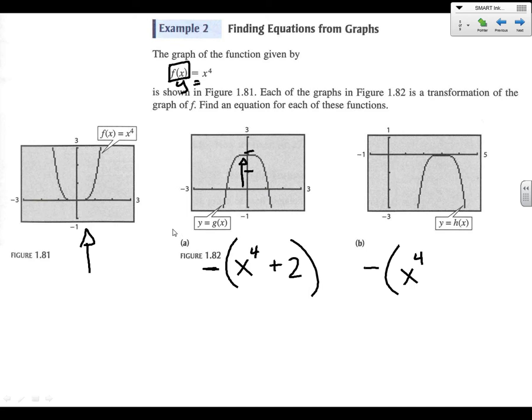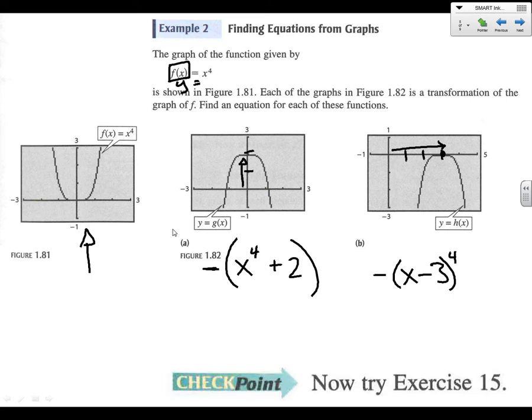Okay, but then let me actually erase that because our shift is happening with the x. It's a horizontal shift. It's shifted over to here. That's 3, 1, 2, and 3. And so we're going to go opposite, minus 3 to the 4th. Okay? The negative's hanging out on the outside. I guess really I don't need these out of parentheses. Negative x minus 3 to the 4th. All right, see if that makes sense, and try exercise 15.